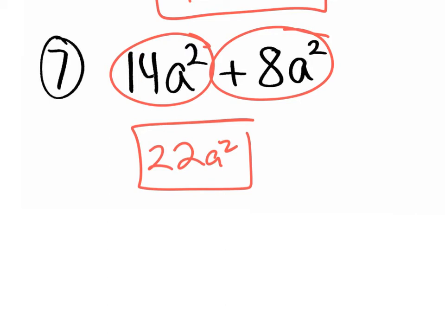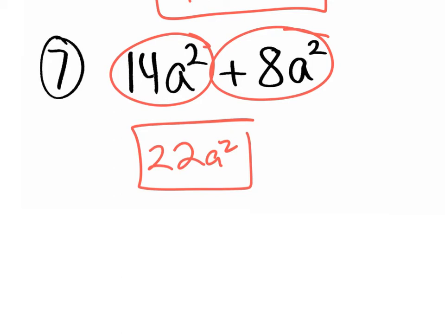It's like saying, I have 14 apples, and I have 8 more apples. You're gonna have 22 of those apples, right? Or $14 plus $8 is $22. You have 14 of these guys, plus 8 more of these guys, they're going to give you 22 total of these guys, right?